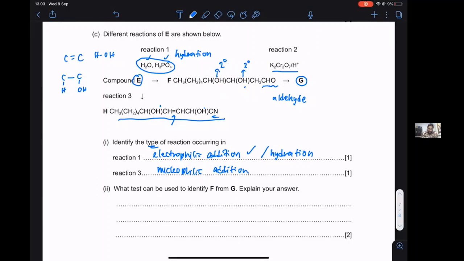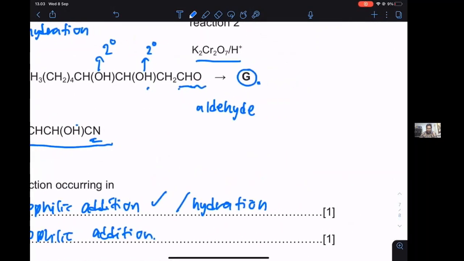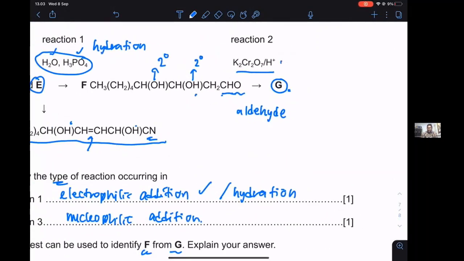Now, sorry, they are asking us to compare F from G. What is G? If you have a secondary alcohol and you oxidize it, you need to know what will happen. The secondary alcohol will be oxidized to become a ketone, and the aldehyde can further oxidize to give you a carboxylic acid. So there's no alcohol anymore.